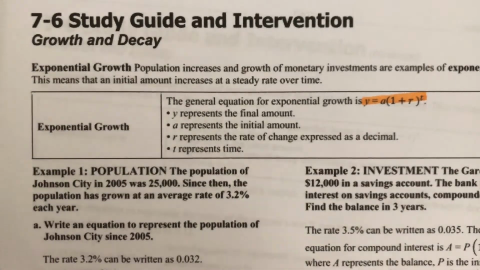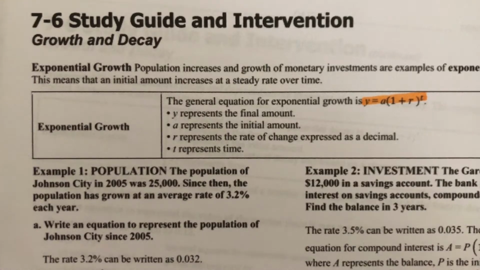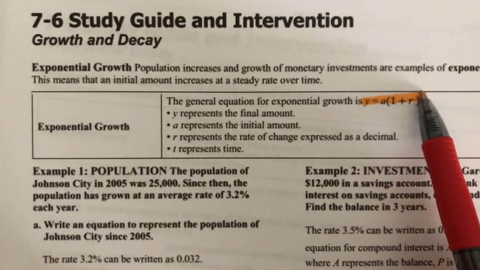In this video, we're talking about lesson 7-6, growth and decay. There are two parts to this lesson. This first video is all about growth. So we have exponential growth, and we have a formula to represent that. It's exponential because the variable is the exponent.